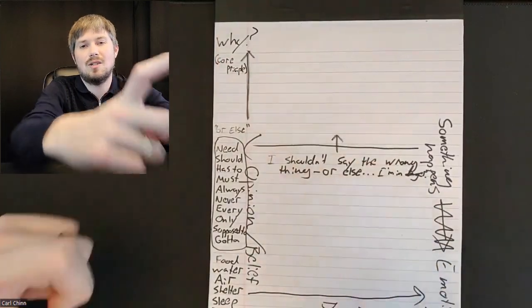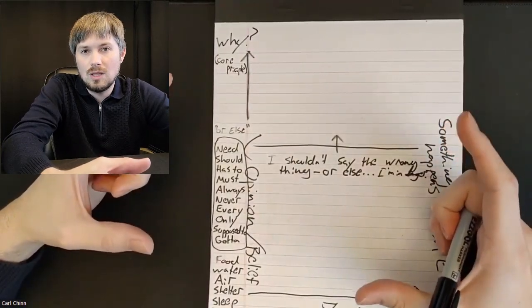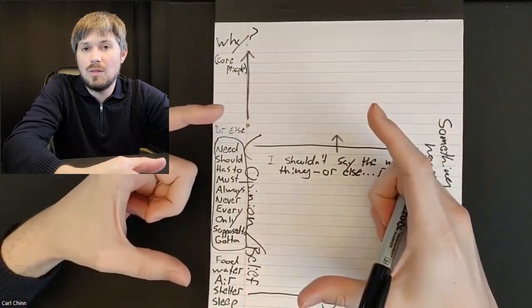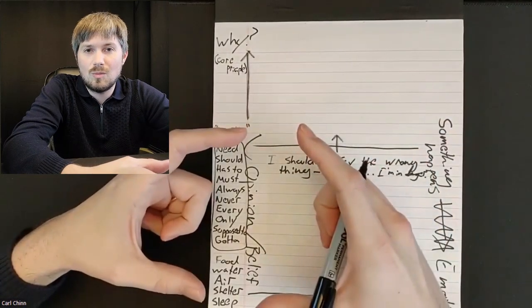Like it's a Russian nesting doll. We're going to take a look at, why shouldn't I say something wrong? Well, because then I'll look stupid. Well, why shouldn't you look stupid? Well, I want to look smart.